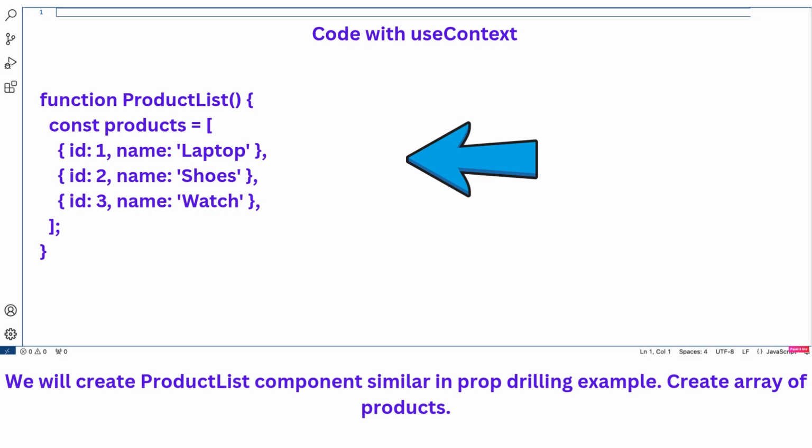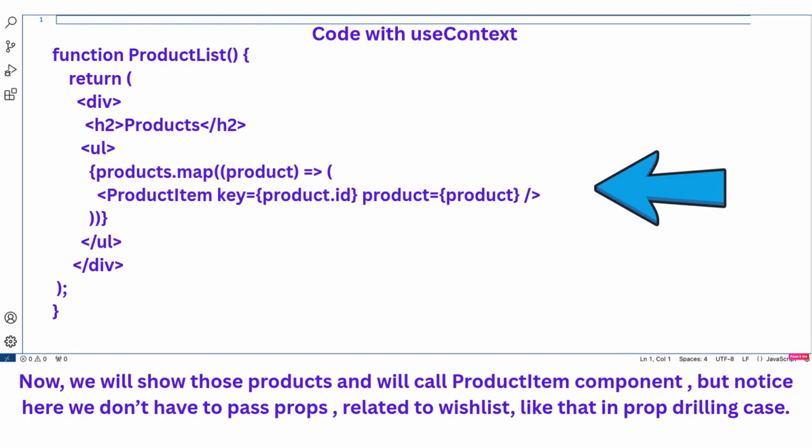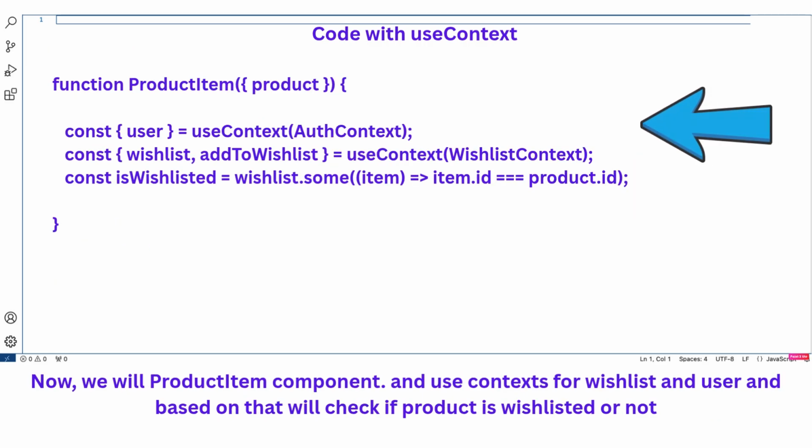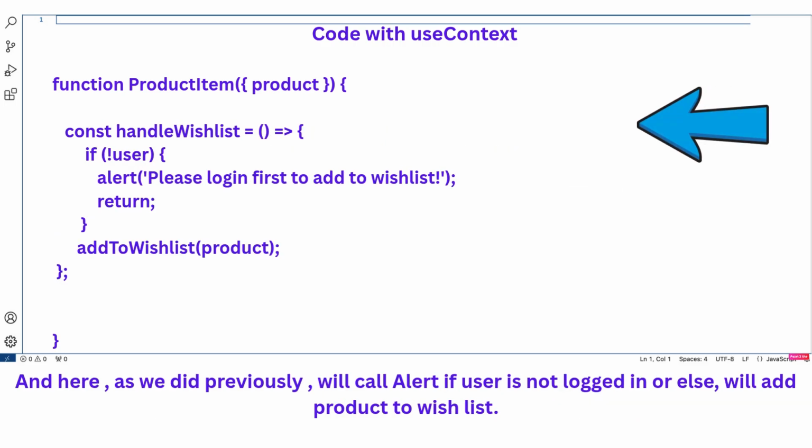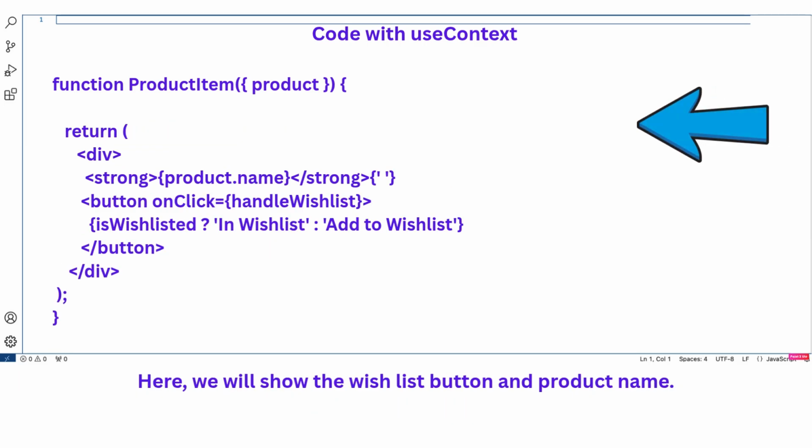We will create product list components similar to the prop drilling example. Create array of products. Now, we will show those products and will call product item component, but notice here we don't have to pass props related to wish list, like that in prop drilling case. Now, we will create product item component and use contexts for wish list and user and based on that we'll check if product is wish listed or not. And here, as we did previously, we'll call alert if user is not logged in or else, we'll add product to wish list. Here, we will show the wish list button and product name.